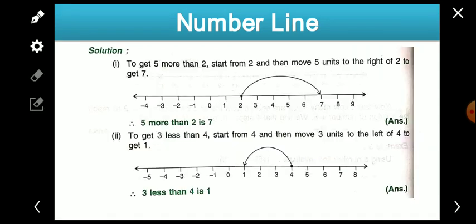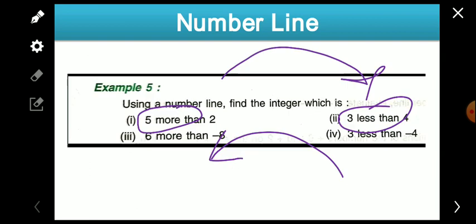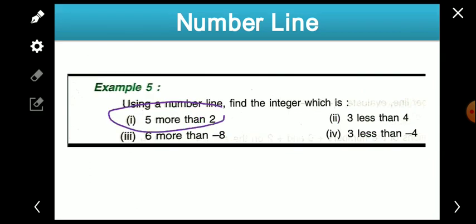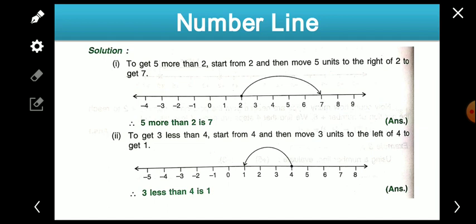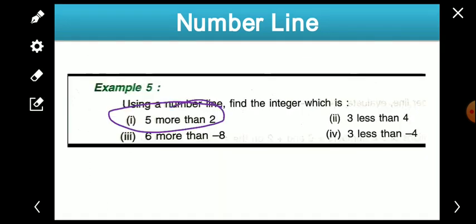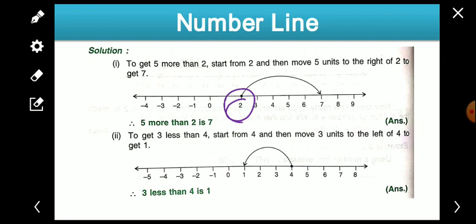So we will understand through the example. The first question: 5 more than 2. To get 5 more than 2, we will start from 2, because with 2 it is being compared. So we will put the pencil here, and then we will move 5 units to the right of 2.